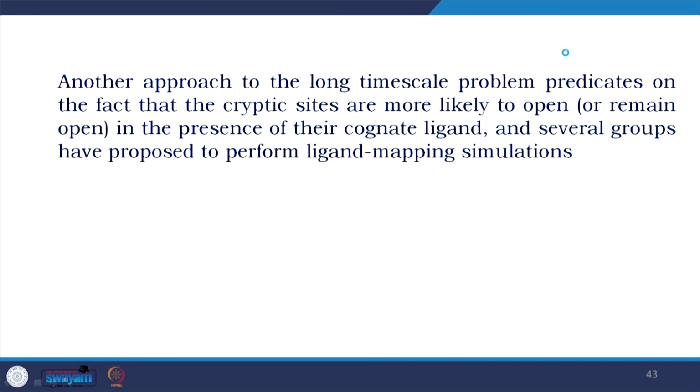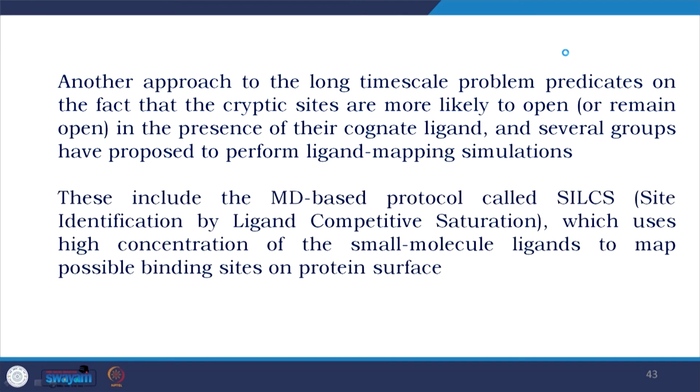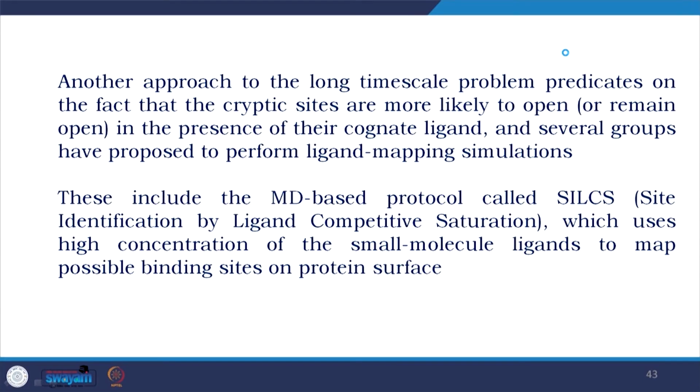Another approach to the long time scale problem is predicated on the fact that cryptic sites are more likely to open in the presence of their cognate ligand, and several groups have proposed to perform ligand mapping simulation. So, you have the protein, you see the dynamics of the protein, the flexibility of the protein, then add the ligand and see where the flexibility is reduced. This includes the MD based protocol called SILCS, site identification by ligand competitive saturation, which uses high concentrations of small molecule ligands to map possible binding sites on the protein surface.